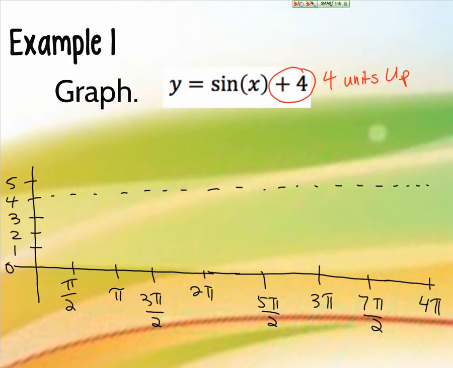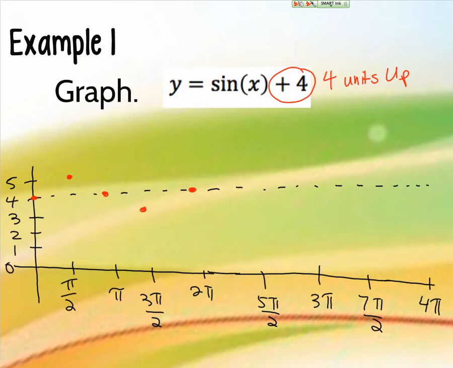So instead of starting at 0 like we did on everything yesterday, we actually start at 4 because that's the principal axis. And then we end up going just up 1. So up 1 from 4 is 5. Then at pi, we're back down to the principal axis, which is 4. 3 pi over 2, we have to go down 1. Well, down 1 from 4 is 3. And then at 2 pi, we're back at the principal axis. So this is just like one cycle, one full piece of the sine curve.